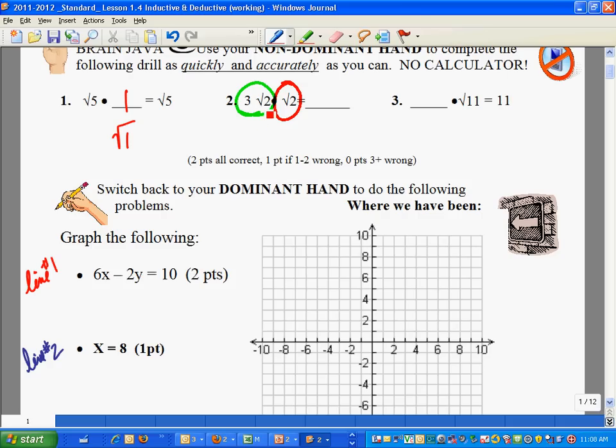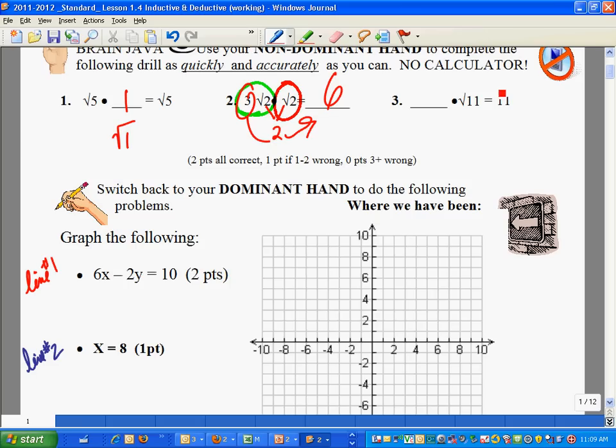Three root two times root two goes like this. Root two times root two is just two. Three times two is six. Root two times root two is technically root four, which is just two. Three times two is six. That's why I had you circle that three there, to make sure you didn't drop the three.